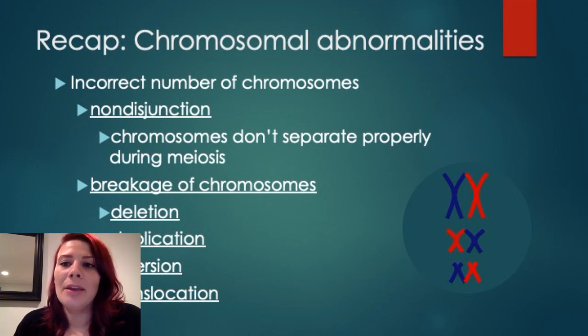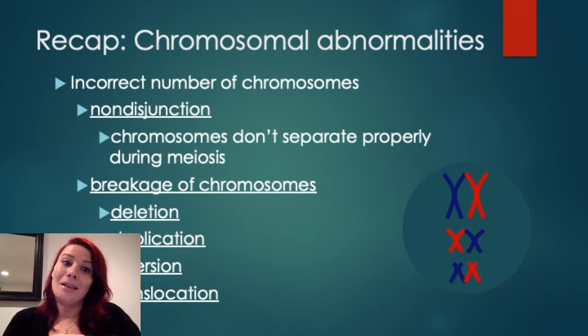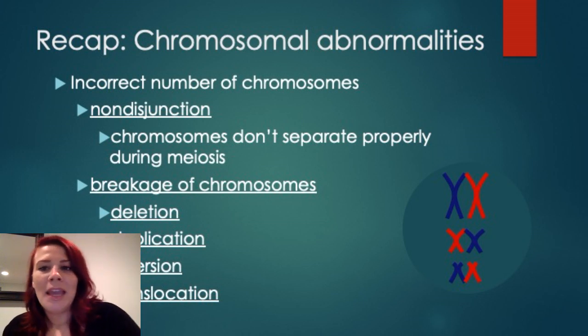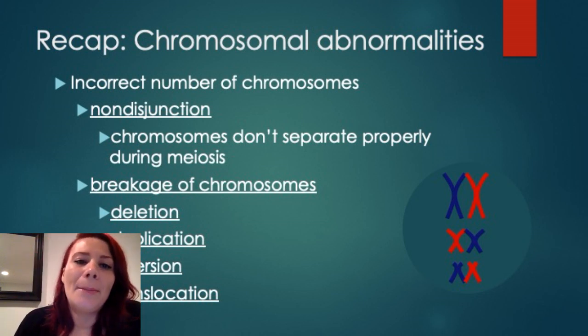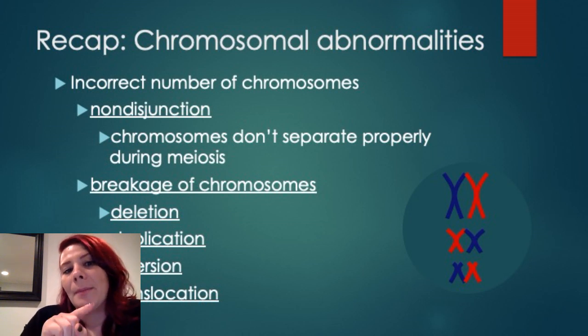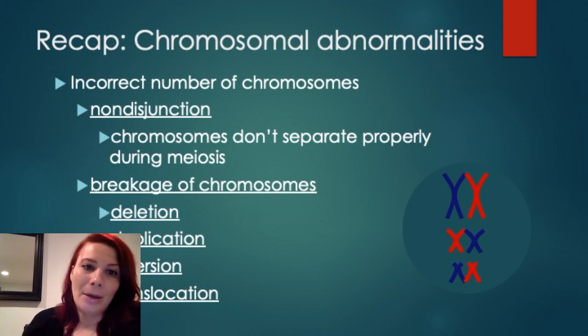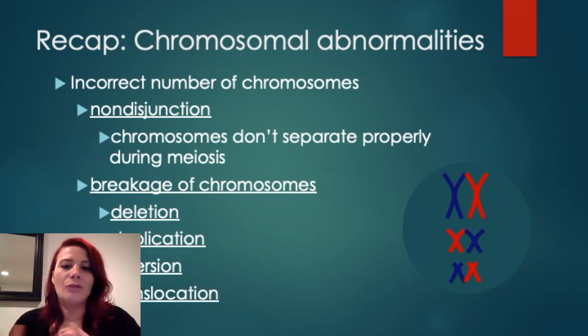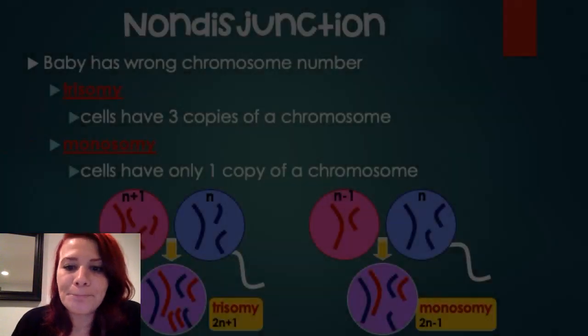So again, to recap, non-disjunction is when those chromosomes do not separate properly. So we either get a gamete, a sex cell, sperm or egg, that has too much DNA or too little DNA. And I included what happens when we have the breakage of chromosomes at the bottom: deletions, duplication, inversion, and translocations. We're not going to get into those today, but I'm giving you a preview of what we're going to talk about next week, so that you have an idea that we are going to talk about mutations and some other chromosomal abnormalities.